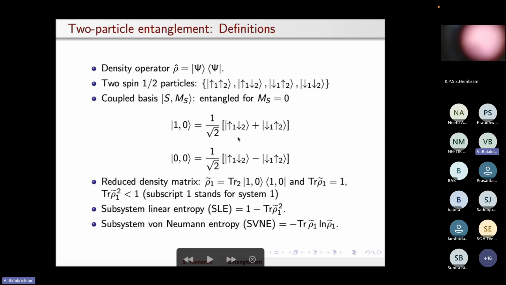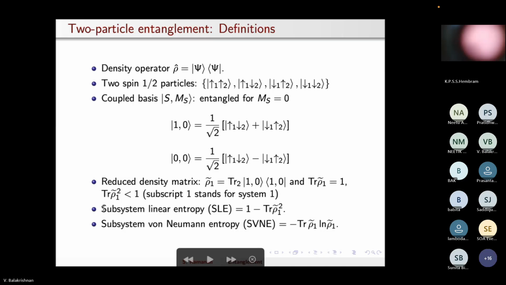On the other hand, if you had started with the 1, 1 state, which is completely given as just the up spin, then this is an unentangled state, and therefore if you find the reduced density matrix, both the trace of the reduced density matrix as well as the trace of its square would be 1, because it's an unentangled state. So this fact that the trace of the square of the reduced density matrix is less than 1 tells you that it's a mixed state.